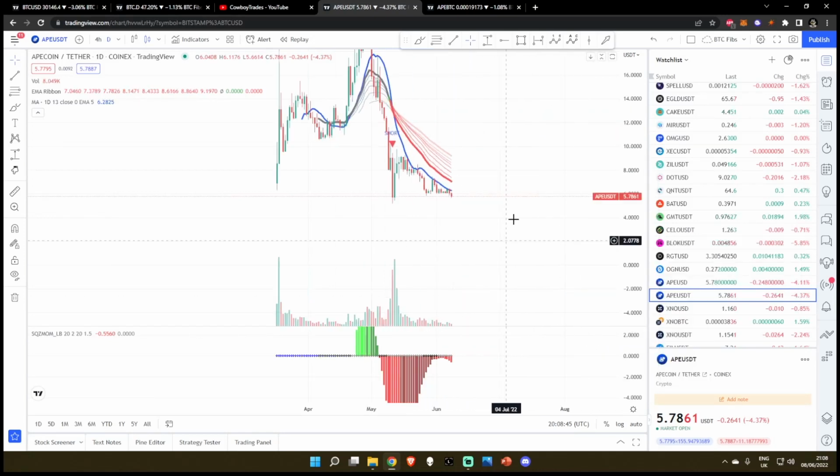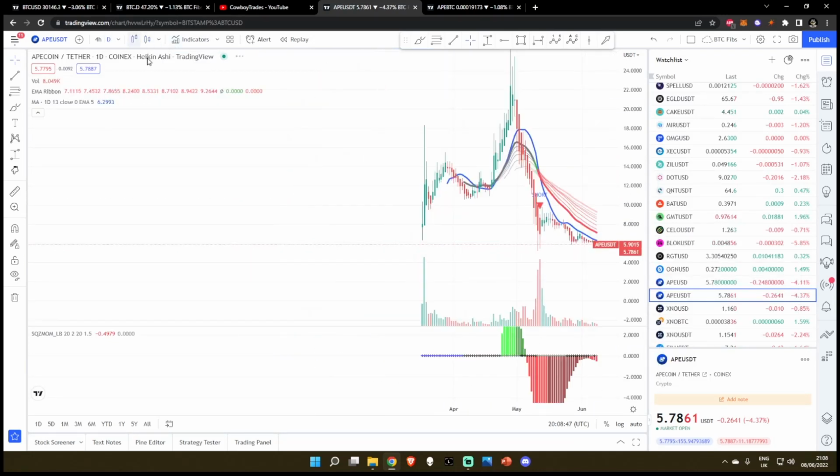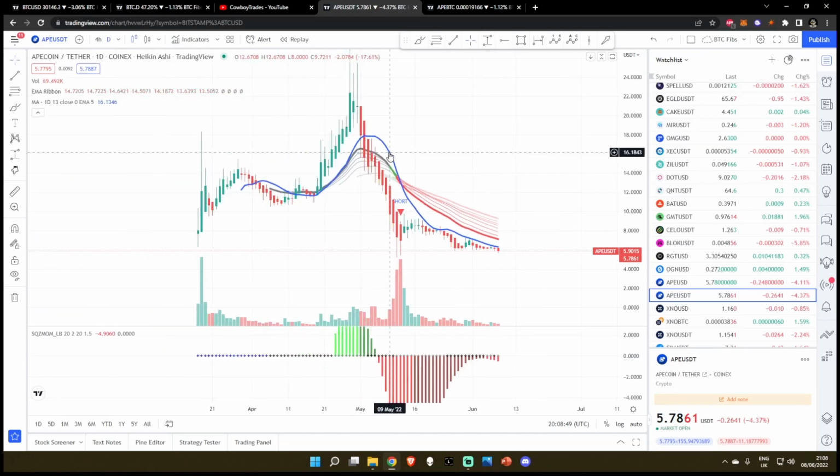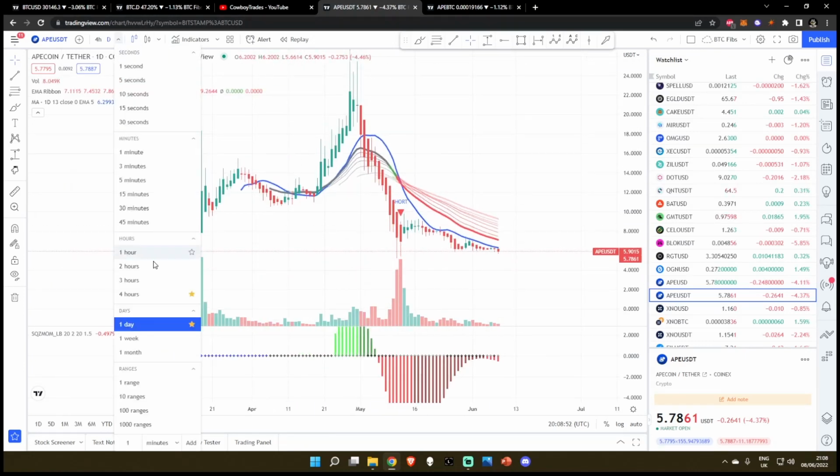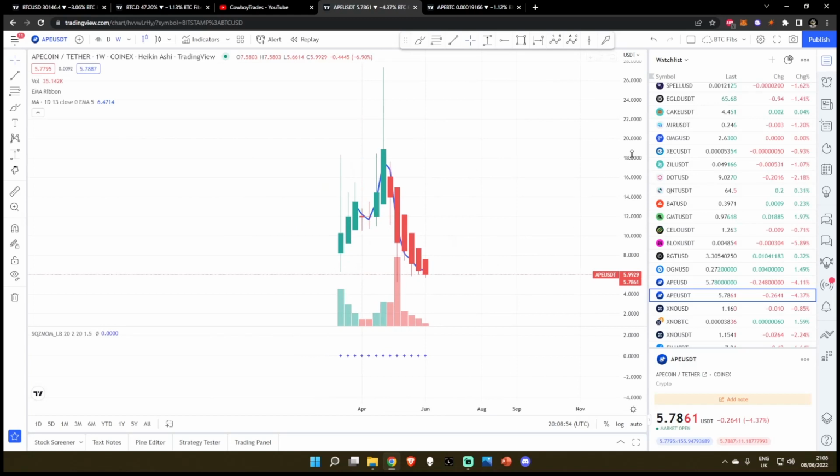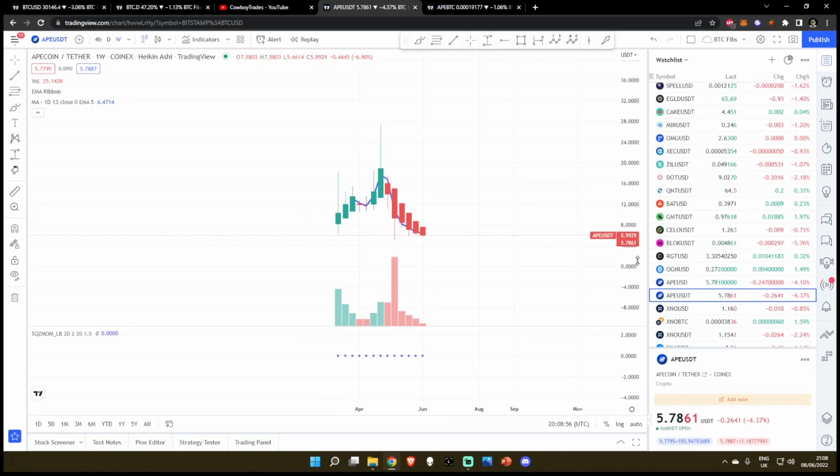Let's check out the Fibonacci's very quickly. Really not looking good. Absolute landslide. I imagine if we come over to the weekly, we haven't poked our head in the green for quite some time. So the trend is definitely your friend on this one. Do not try and fight this.